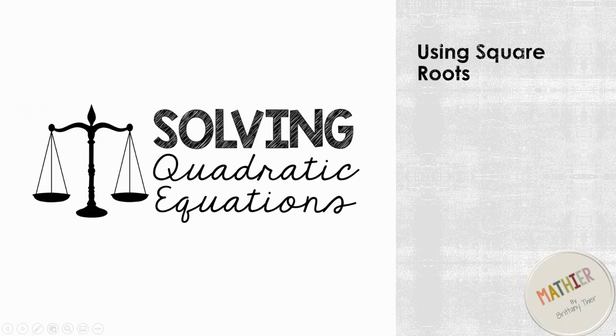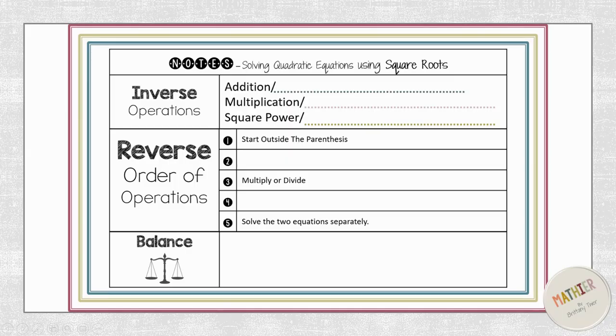Today we are solving quadratic equations using square roots. So this is very similar to when we were solving linear equations, where we try to get that variable alone by performing inverse operations. So remember, the inverse operation of addition is subtraction, the inverse operation of multiplication is division, and the inverse operation of a square power is a square root. So we will do those inverse operations in reverse order of operations to get our variable isolated.